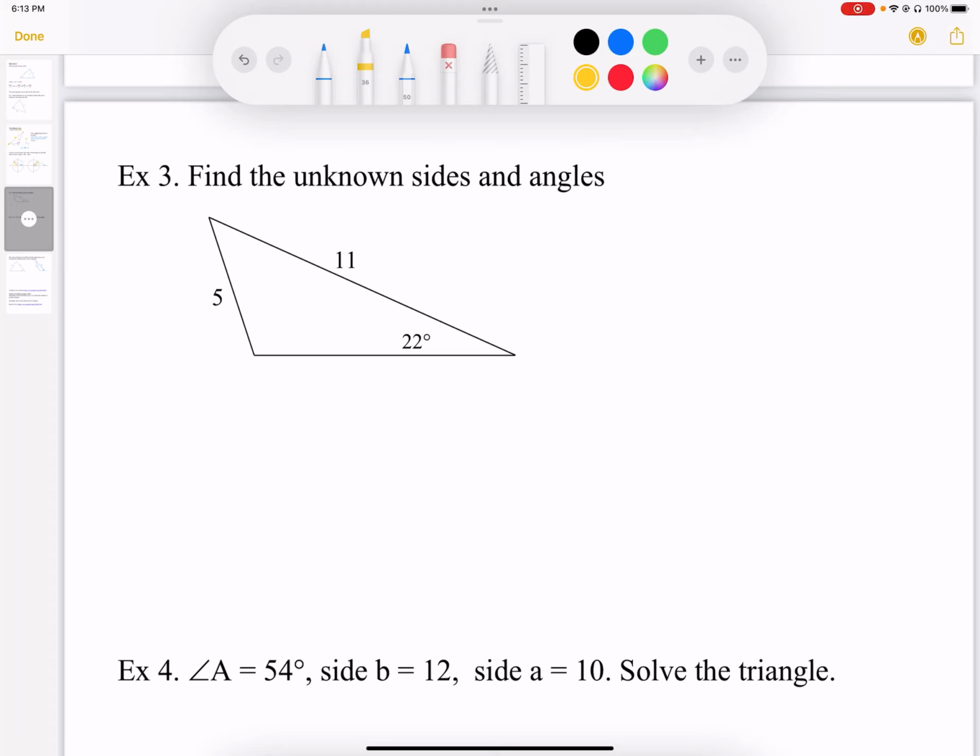So this is an example of angle side side. If we take a look at what's been given, we've been given a fixed angle, 22 degrees, side and side. So this represents an angle side side situation. We need to remember that there are now two triangles that we have to consider.